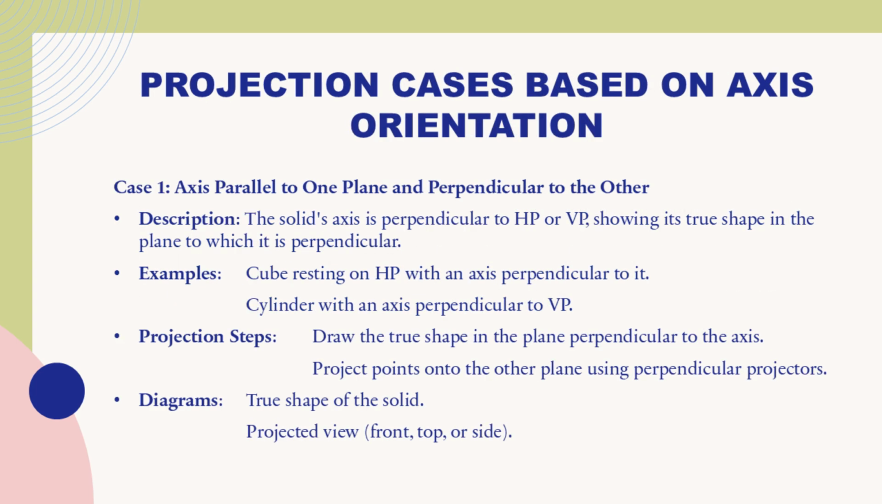Our first projection case involves a solid with its axis parallel to one plane. In this scenario, the solid shows its true shape in the plane to which it is perpendicular. Imagine a cube resting on a horizontal plane or a cylinder with an axis perpendicular to the vertical plane. The projection steps involve drawing the true shape and projecting points using perpendicular projectors. This method provides a clear and accurate representation of the solid's geometry.